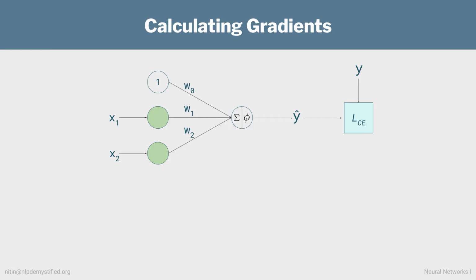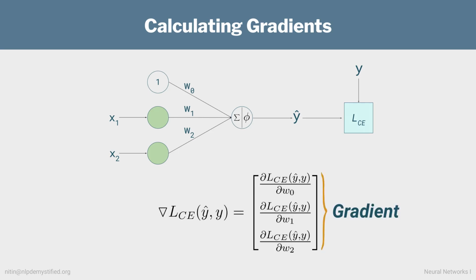So here we have a classification network with no hidden layer, which makes it the equivalent of a logistic classifier. The loss function is the cross-entropy loss. Once we perform a forward pass on this network, we want to calculate the gradient so that we know how much to adjust each weight by. In this case, we have three weights, so the gradient should have three components.